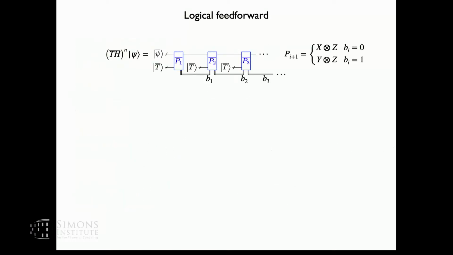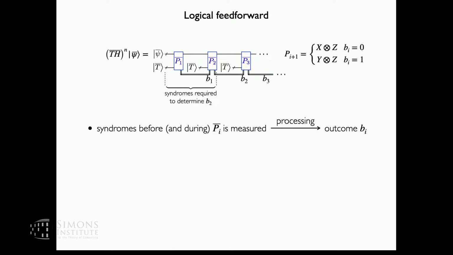If we look at the setting in a more general case, where we want to apply this T gate n times, we will have a lot of logical Pauli measurements sequentially, and each one is dependent on the previous measurement results. So P2 will be dependent on B1, and P3 will be dependent on B2, and so on and so forth.